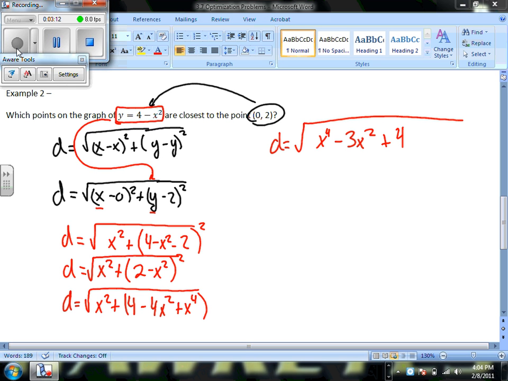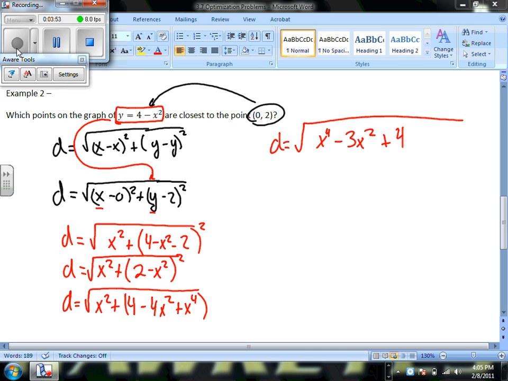Well, let's think about this for a second. Instead of doing a really messy derivative with that radical in there, let's think about this. If we minimize what's inside of the radical, if we get the smallest possible thing inside the radical, we know when we take the square root of it, it's going to be smaller too. Think of this. If I have two numbers to pick from, 4 and 9, if I pick the smaller one and take the square root, I'm going to get 2. If I pick the bigger one, I'm going to get 3. So obviously, if I minimize the inside and take the square root, it's going to be smaller than any other number we could pick. So let's go ahead and minimize the inside.